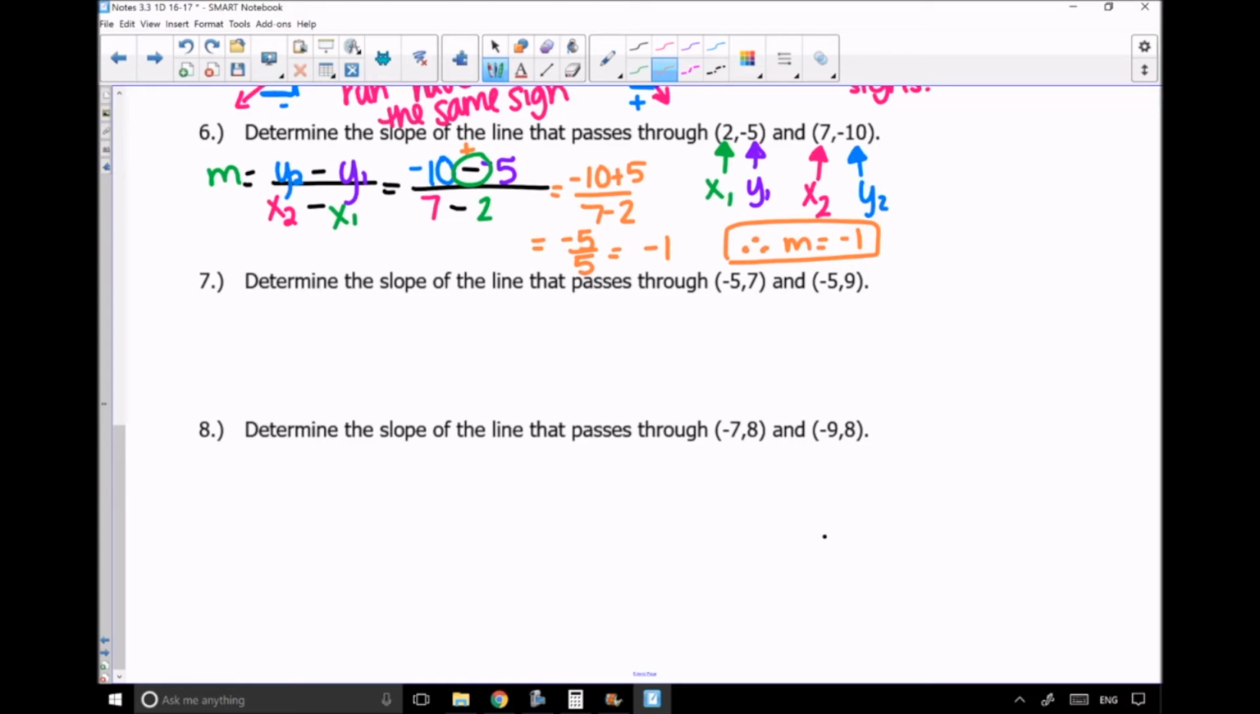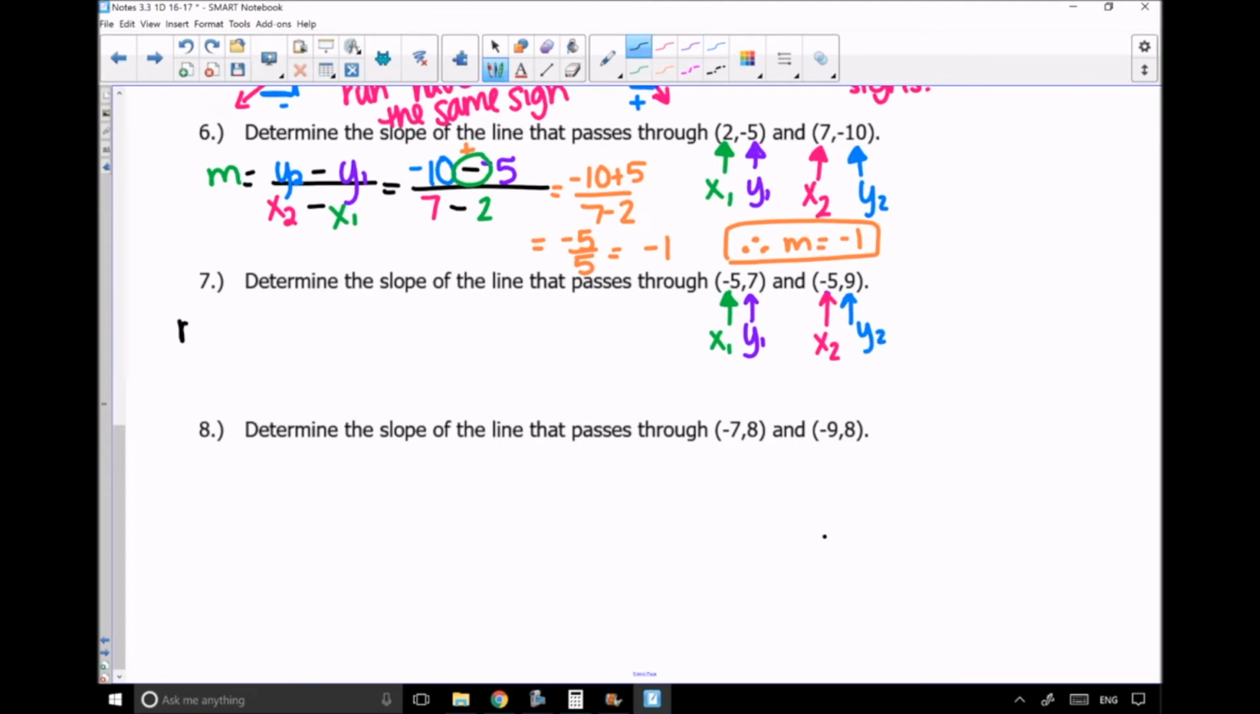Okay, let's go ahead and do the next example together. So here, this -5 is my first x value, so we'll call this x1. This 7 right here is my first y value, so we'll call this y1. The -5 in this example here is my second x value, so we'll call this x2. And then this 9 is my second y value, so we'll call this y2.